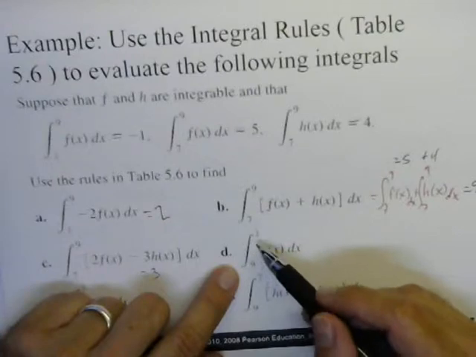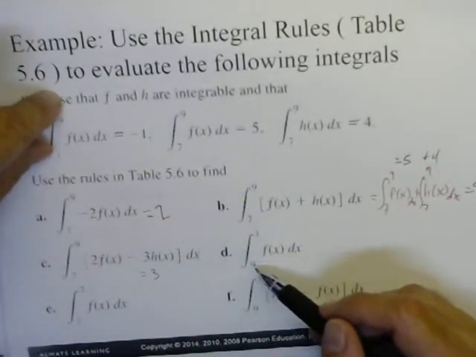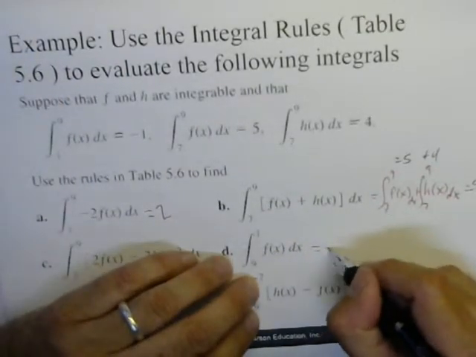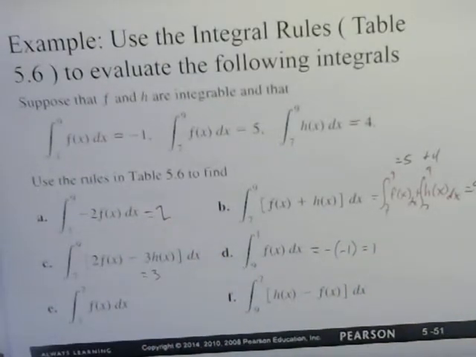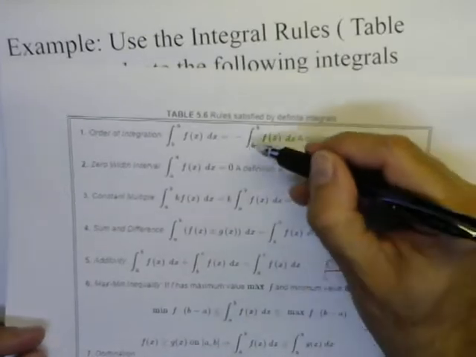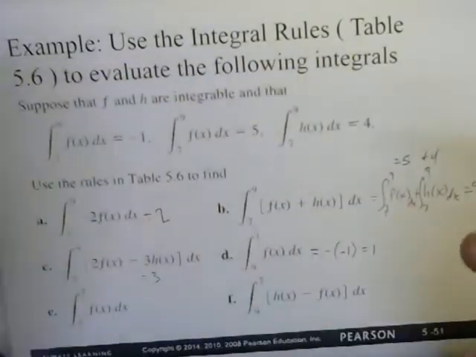So this one here, remember, if you flip the limits of integration, that changes the sign. So this would become -(-1), which equals 1, right? Remember, that was one of our rules there, right? So if you flip the order of the limits of integration, that changes the sign of the integral.